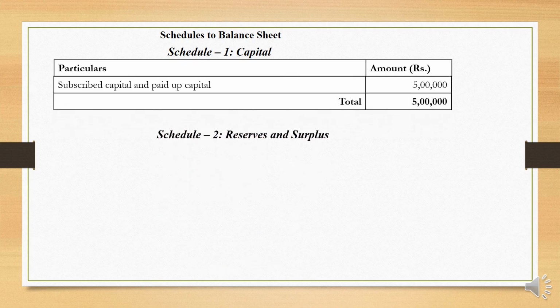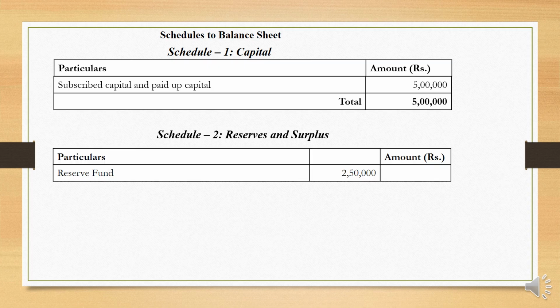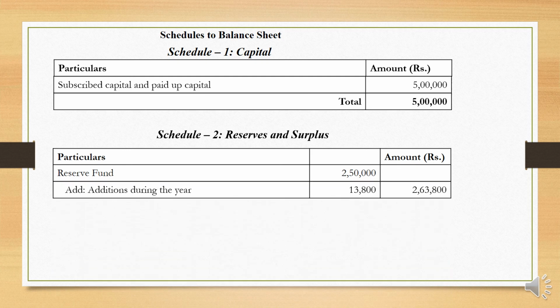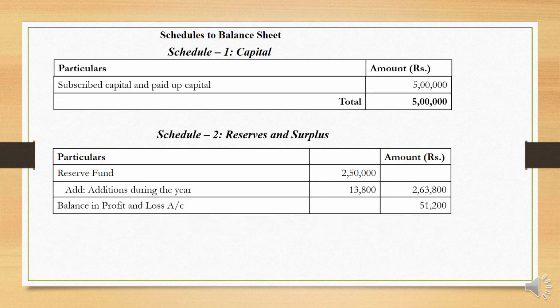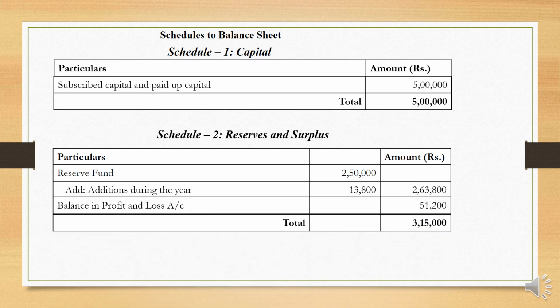Then schedule number 2, reserves and surplus. Under this heading, reserve fund, the opening balance is 2,50,000. Add the current year's transfer of 13,800. Total 2,63,800. Then the balance of the profit and loss account, 51,200. Okay, so the total reserves and surplus is 3,15,000.